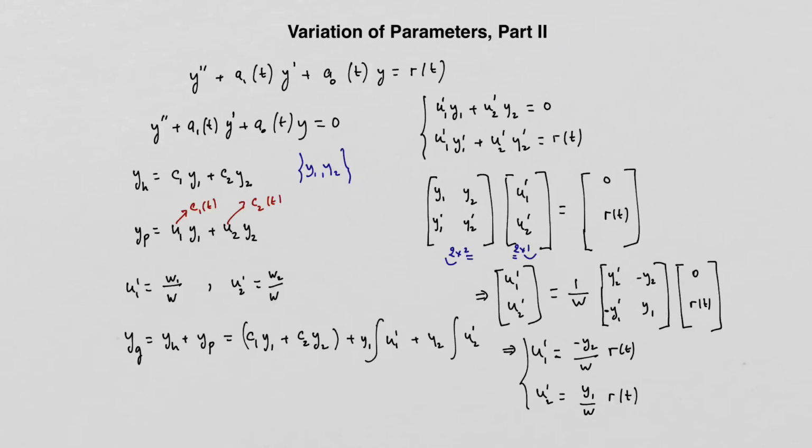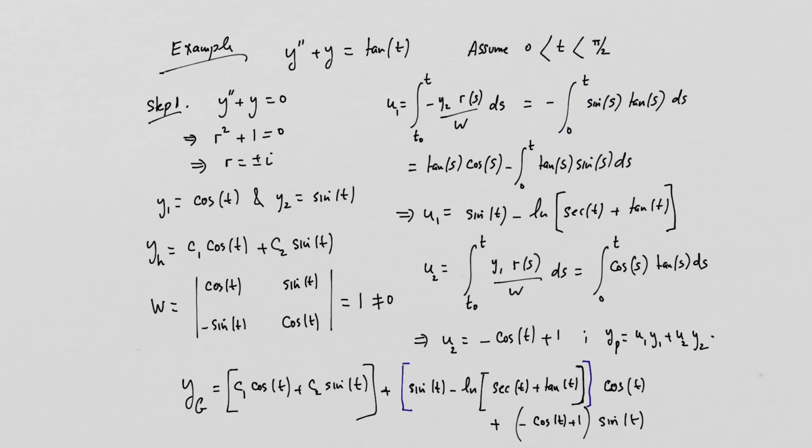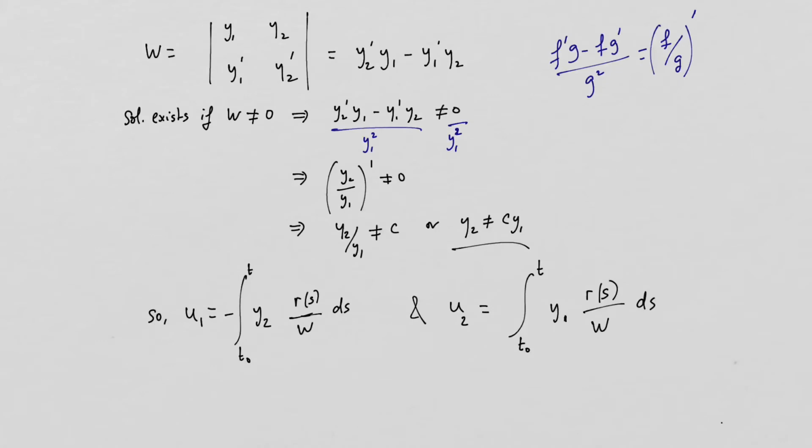I didn't write it. Okay, that's okay. I thought I wrote it. Okay, so I'll write it here. So y general is yh, which is c1 y1 plus c2 y2. This is yh, plus my particular solution, which is u1 y1. So I'm going to start with y1 first.